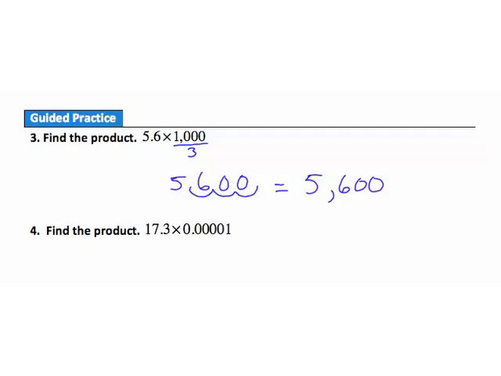So I get a final answer of 5,600. Question 4. Find the product of these two numbers.